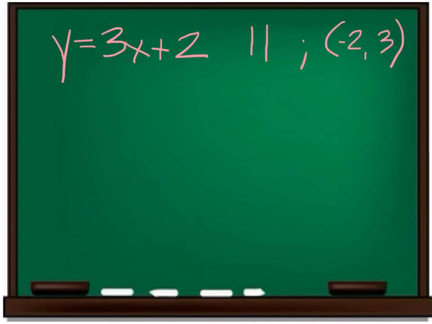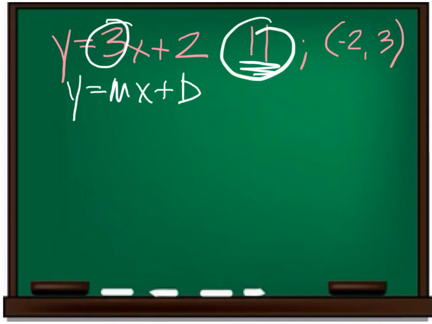First, determine what the slope will be of the parallel line. If it's parallel, it has the exact same slope. The slope-intercept form of the equation of a line is y equals mx plus b. M is the slope. If the slope is going to be the same because it's parallel, then you plug in 3 where the m is at.